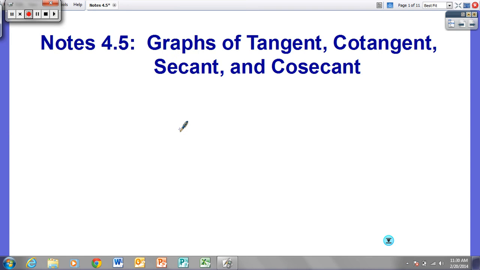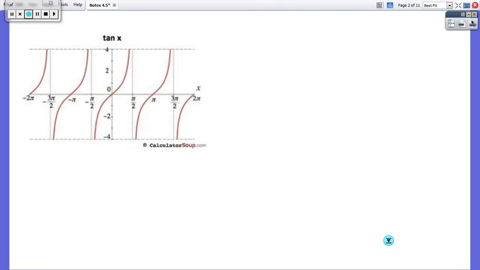Alright, so in the last section we talked about what the graphs of sine and cosine look like. In this section we're going to be talking about what the graphs of tangent, cotangent, secant, and cosecant look like. First, let's talk about tangent. So tangent looks like this. This is f of x equals tangent of x.